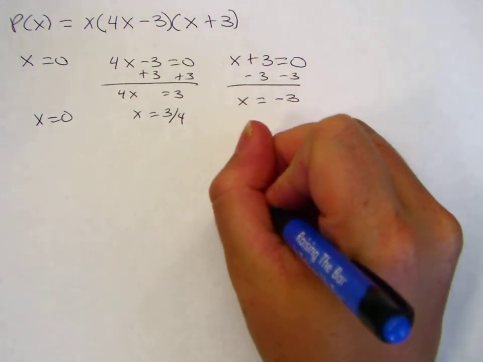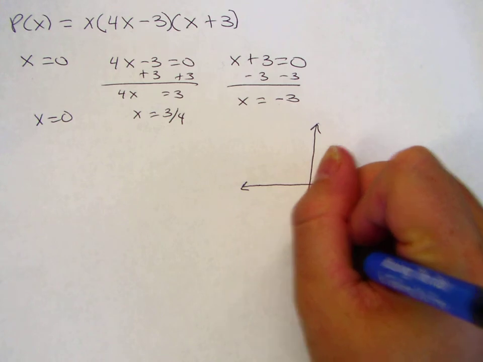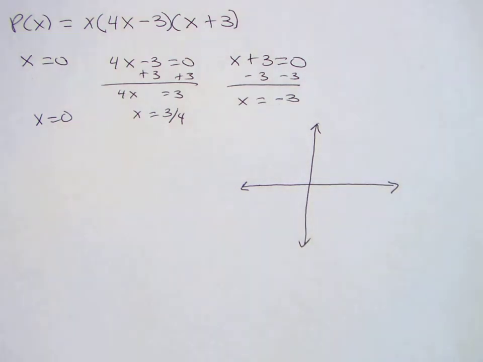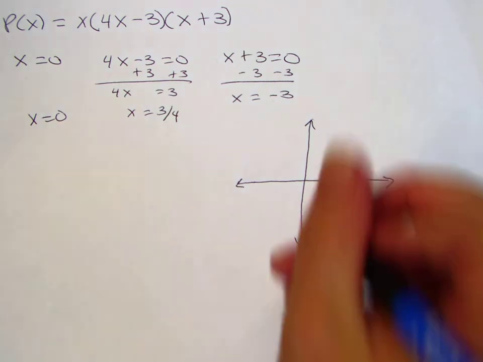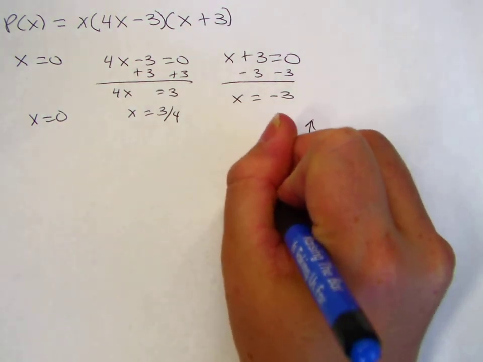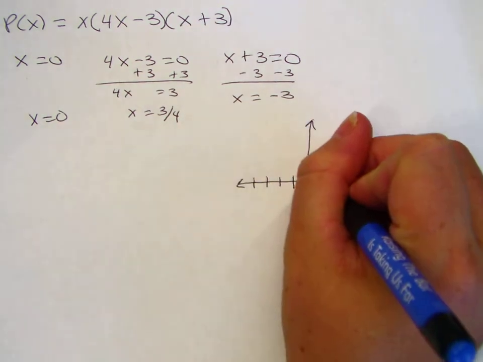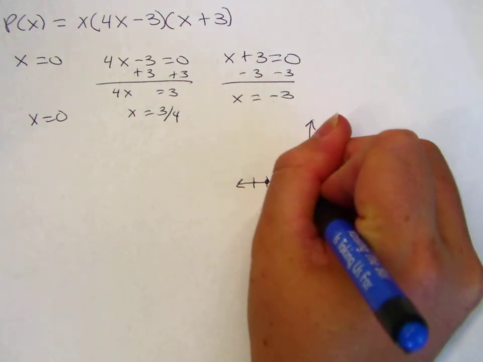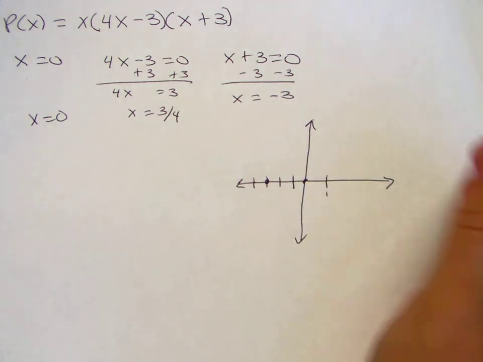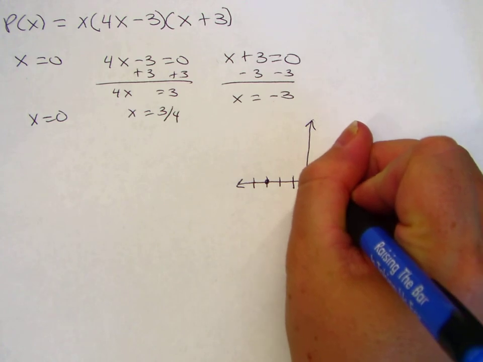You can use a ruler, make it as nice as you want. I'm not super intense about it. So 0, -3, and 3/4. I need to go to -3: 1, 2, 3, and then 1. So -3, 0, and 3/4 is about here.